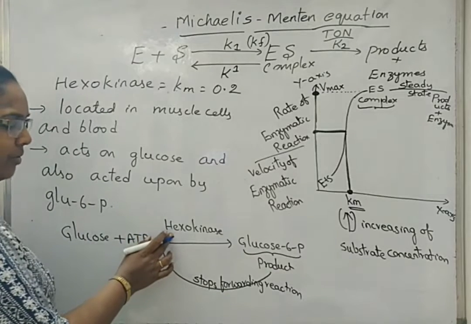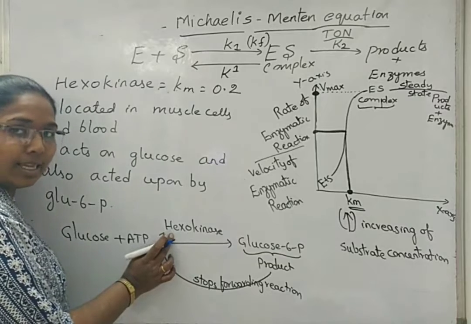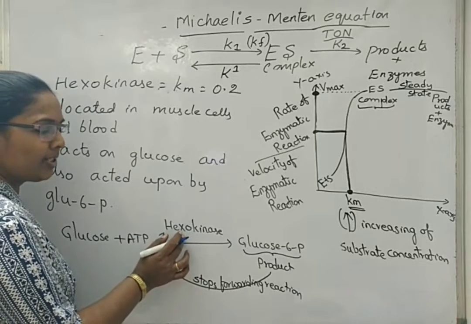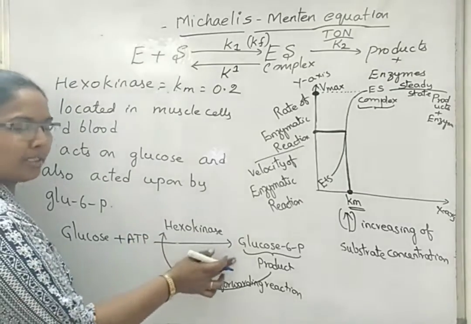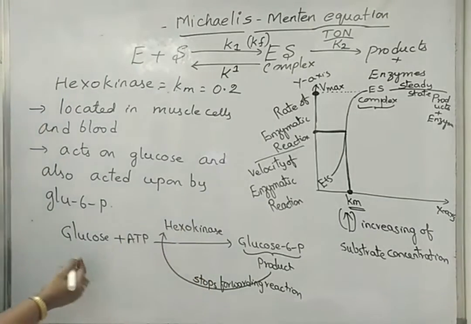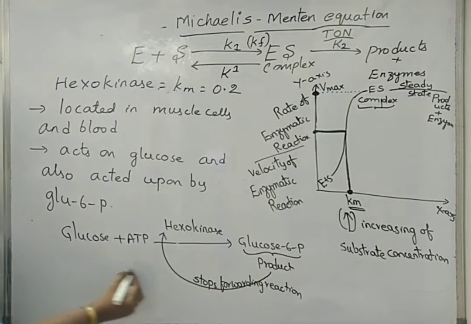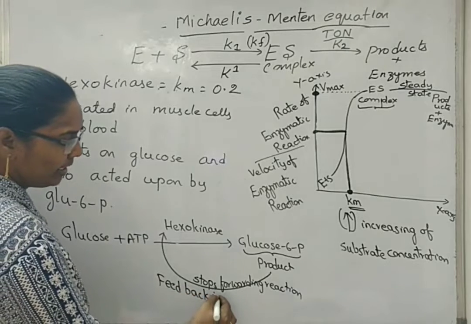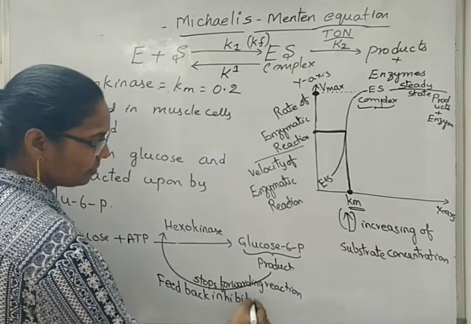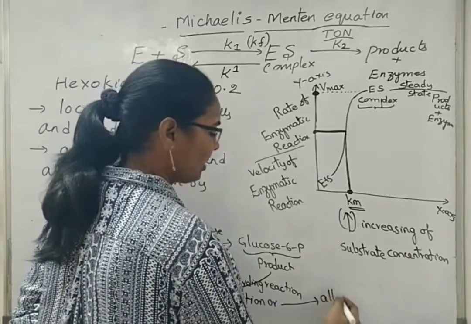If a question was asked, what is the reason of having less Km value for hexokinase? Still the answer will be, it has a nature of undergoing feedback mechanism or feedback inhibition by the product. So it is having less Km value. Now this process is called feedback inhibition or allosteric inhibition.